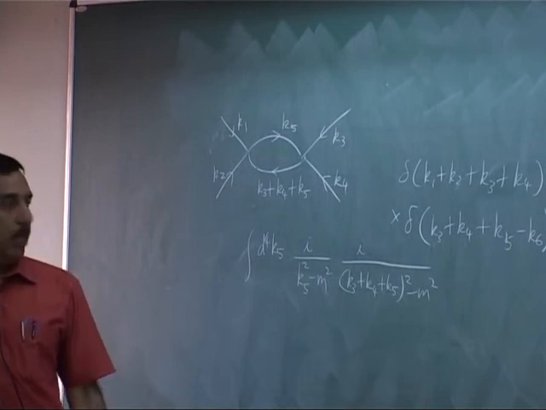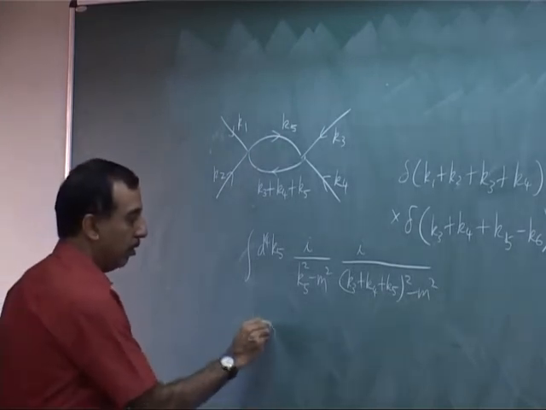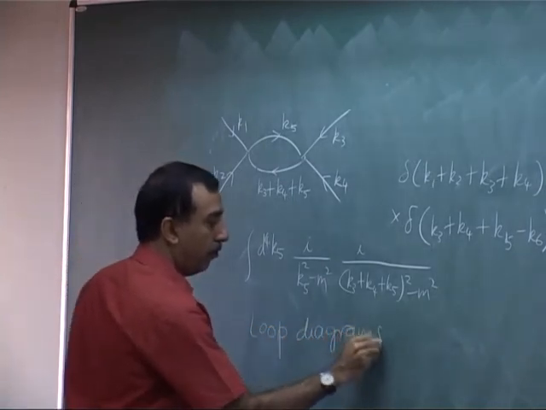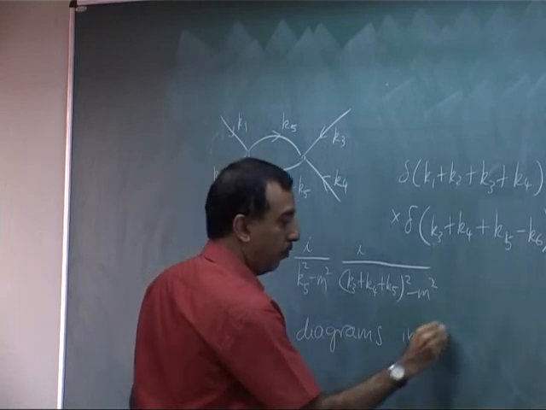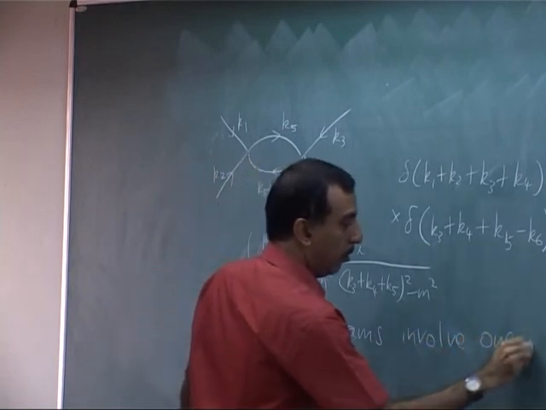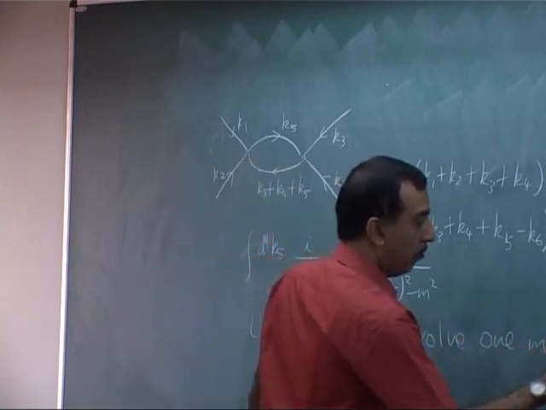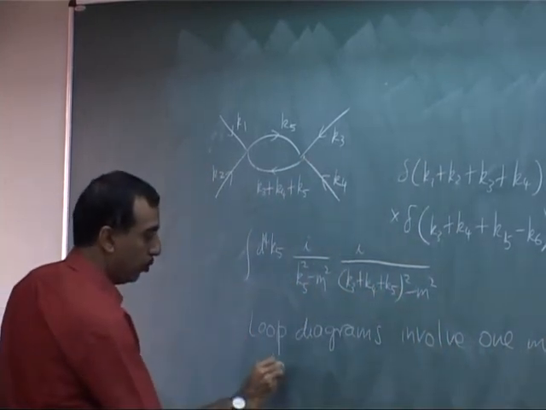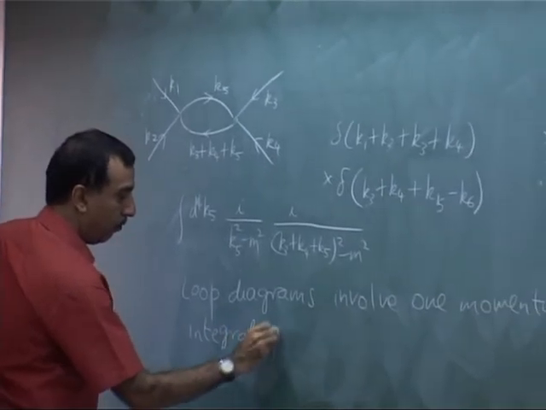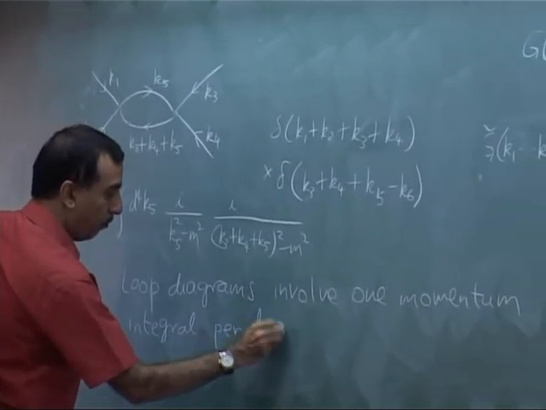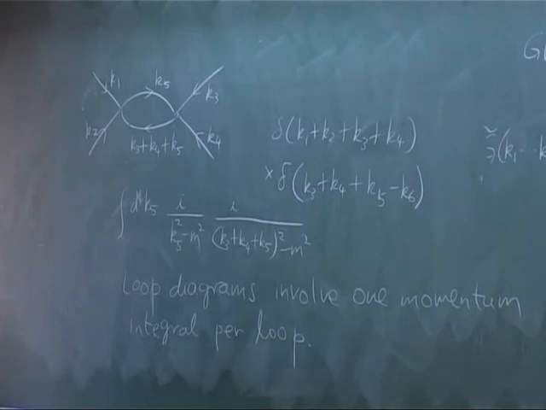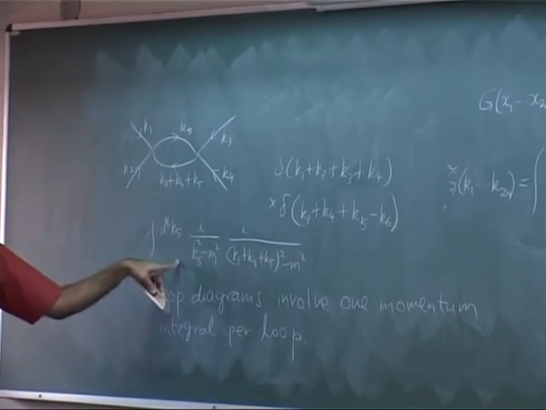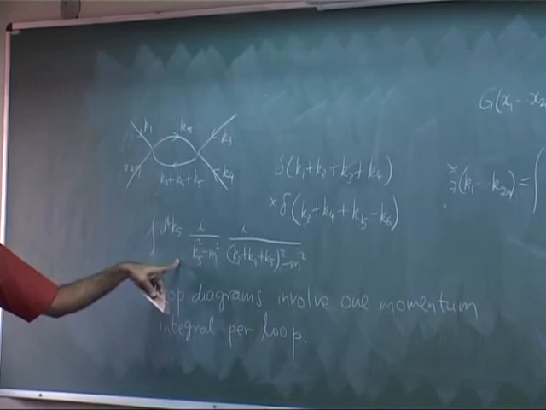Is this clear? And this is part of a general rule which says loop diagrams involve one momentum integral per loop. Here's one loop, this is one closed loop, one momentum integral. It's a general feature.